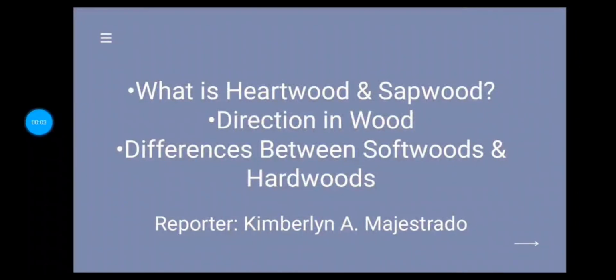Good day everyone, I am Kimberlyn Majestrado. I'm here to tackle what heartwood and sapwood are, direction in wood, and the differences between softwoods and hardwoods.